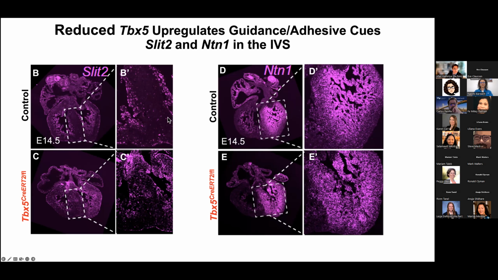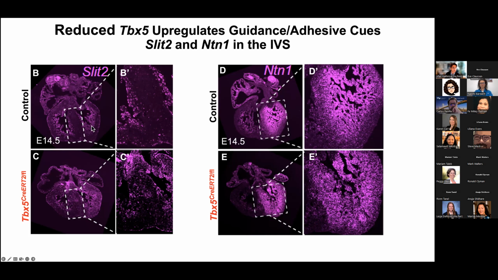And this is a blow up here of the interventricular septum. In the TBX5 mutant, where TBX5 is reduced, what we see is that SLT2 spills over into the interventricular septum, and interestingly, it also spills into the compact layer. For example, here, SLT2 is absent in the compact layer, but in the mutant, it spills over into the compact layer. And it's thought that the interventricular septum is in many ways compact layer-like. So that's all consistent.